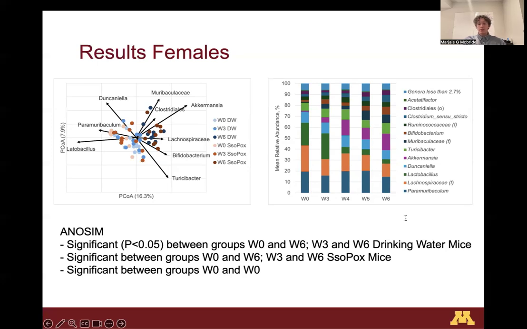The main drivers towards the latter parts of the experiment, after the DSS has been added, appear to be Akkermansia and Lactobacillus. The main driver at the beginning seems to be Lactobacillus.